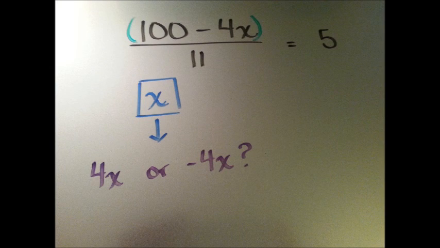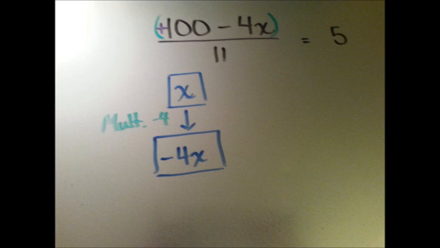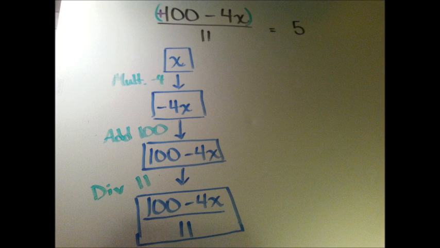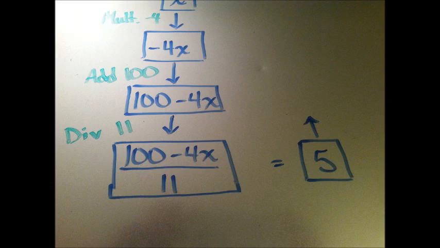We have to decide if that subtracting 4x represents positive 4x or negative 4x. And it may be helpful here to put an addition symbol or a positive symbol in front of the 100. This is positive 100 and negative 4x. So we're going to take that x and multiply it by a negative 4. And then to give us positive 100, we're going to add 100. And lastly, we take that entire expression and divide by 11. All of this is equal to 5.